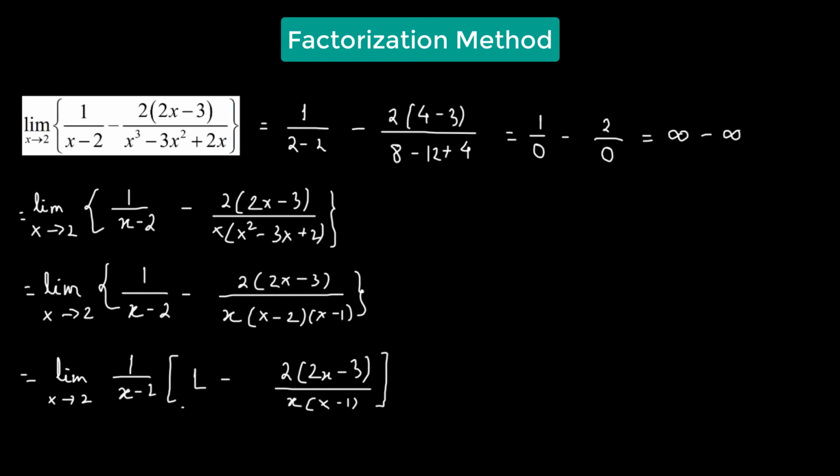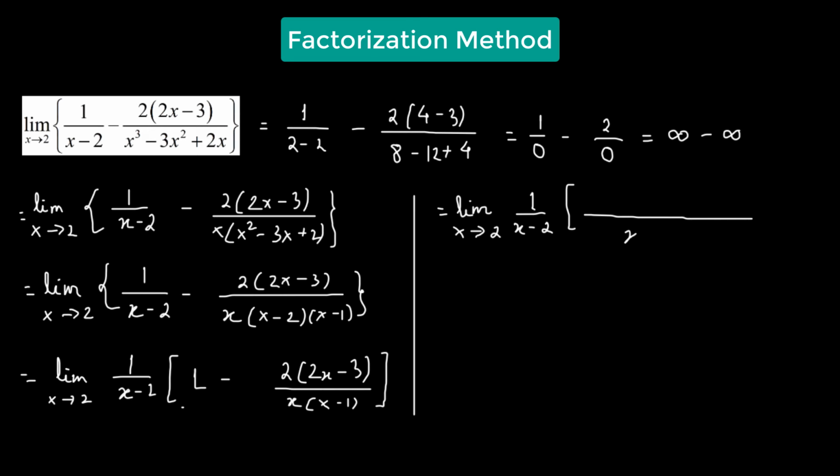Now we are going to combine the two rational functions. So that will give us limit x going to 2, 1 over x minus 2 multiplied by, so we'll have a common denominator here, x times x minus 1. So we'll multiply the denominator with 1, so that will leave us with x times x minus 1 minus 2 times 2x minus 3.